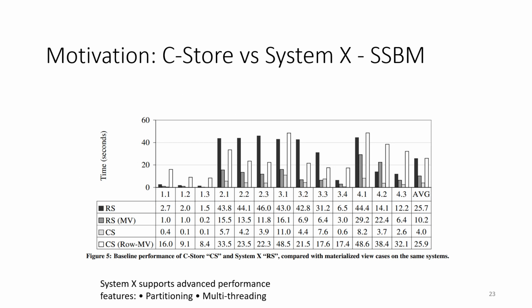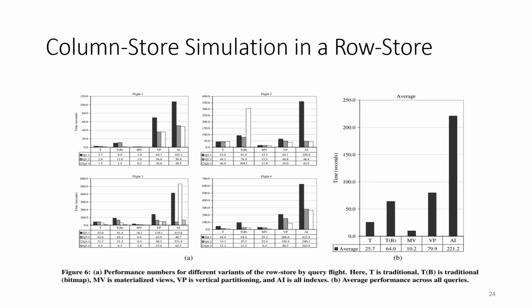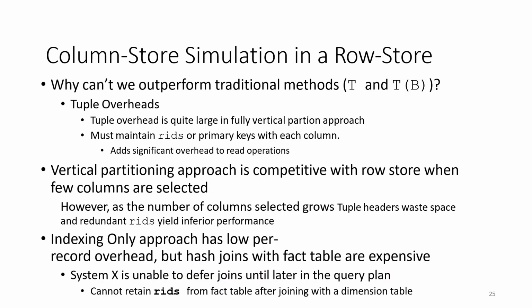It is the baseline performance of C-Store versus System X, compared with materialized view cases of the same system. Features: partitioning and multi-threading. There is the column store simulation in a row store. In figure A, we can see performance numbers for different variants of the row store by query flight. Here, T is traditional, T(B) is traditional bitmap, MV is materialized views, VP is vertical partitioning, and AI is all indexes. In figure B, we see the average performance across all queries.